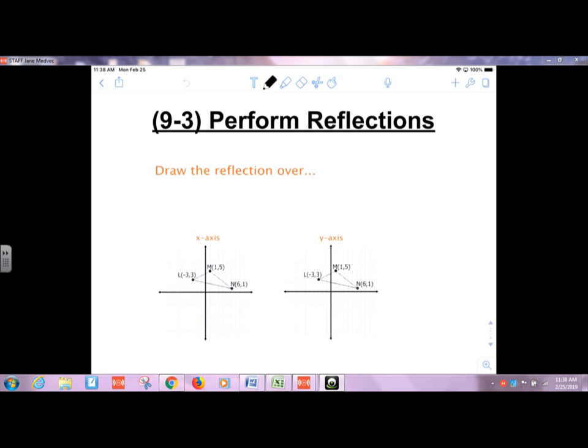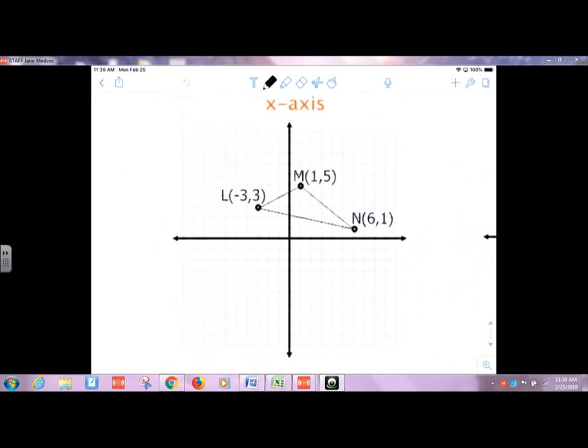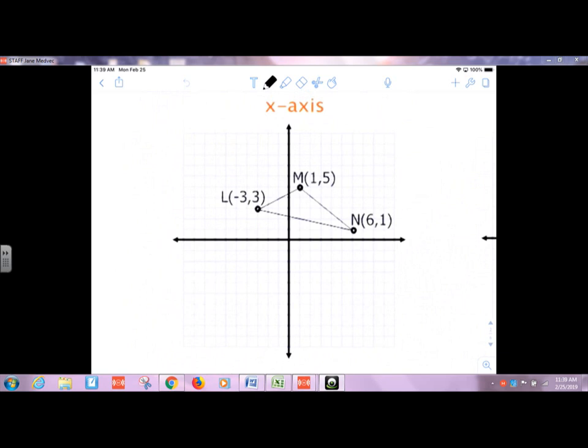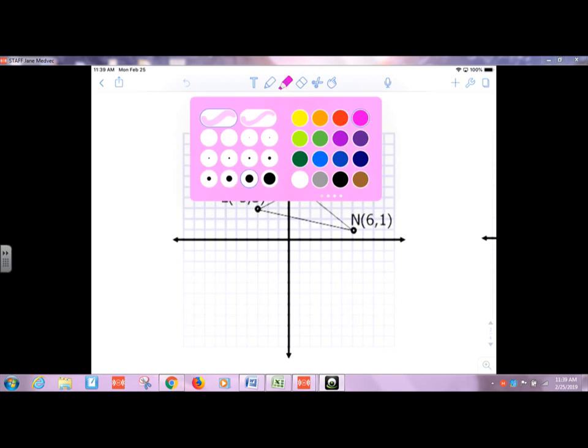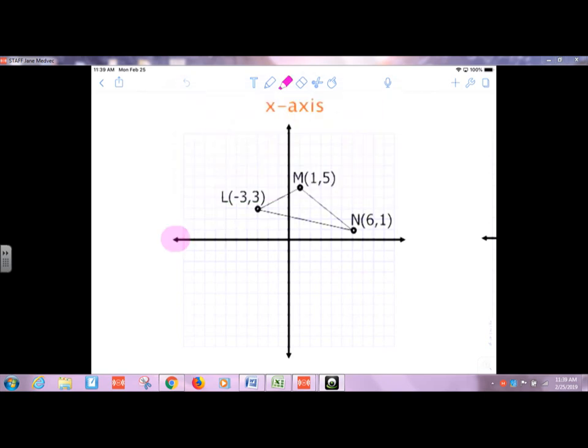Using a highlighter or a colored pencil really works when you're trying to reflect something over an axis or a certain line. So make sure you have a highlighter or a colored pencil when you're doing this. Let's take a look at this first problem. It asks us to reflect things over the x-axis. Like I said, I'm going to take a highlighter and highlight that x-axis.